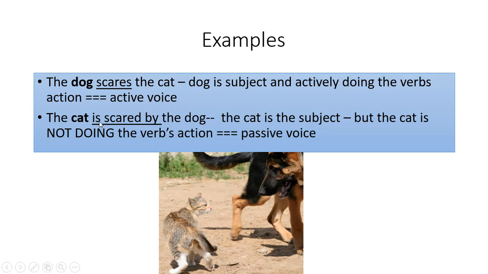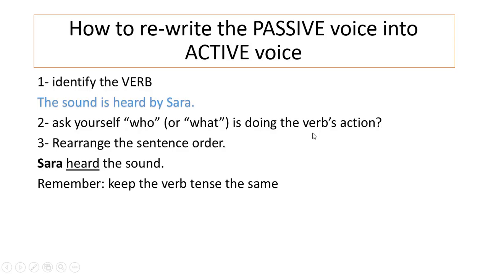The cat is scared by the dog. الcat هون هو subject. Is scared by يعني ما عم يعمل action subject. الcat ما عم يعمل action بس هو is receiving an action من الdog. So the cat is subject but the cat is not doing the verb's action, so it's passive voice.